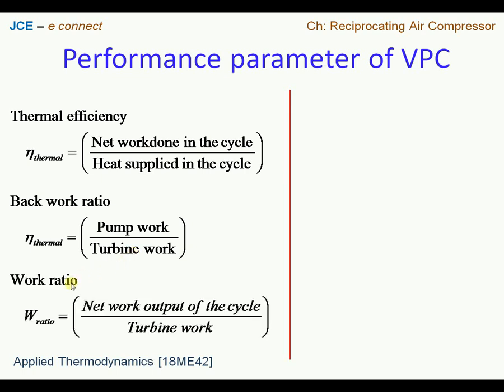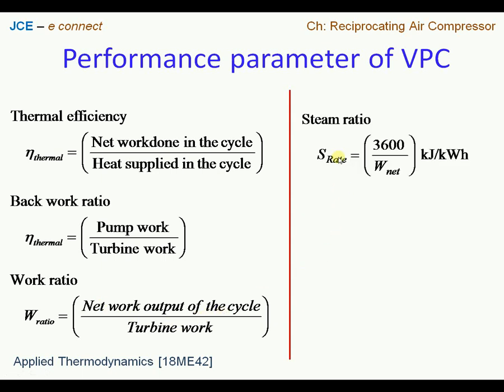Then we have the work ratio, where we have the net work done by the cycle, which is work done by the turbine minus work done by the pump, divided by turbine work. So this gives us a work ratio. And since it's a ratio, we don't have a unit here.